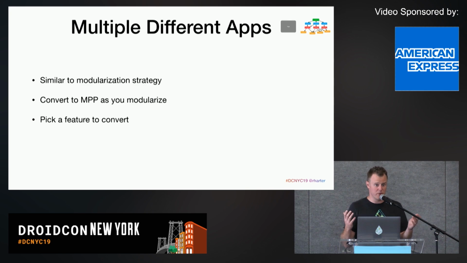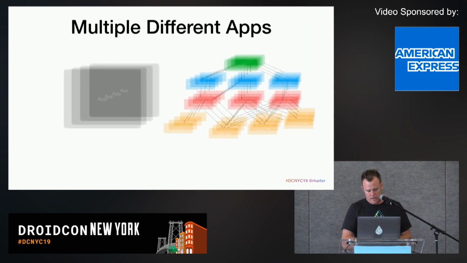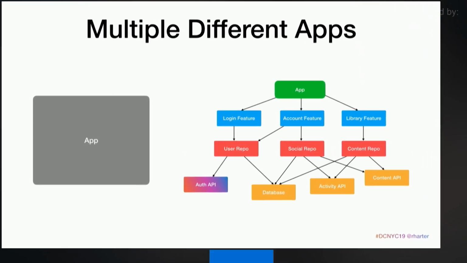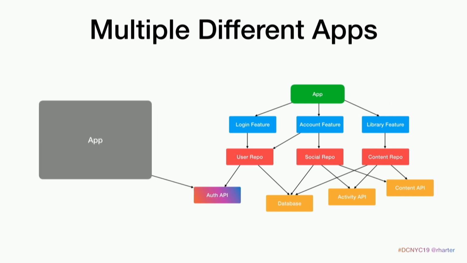Again, pick a feature you want to convert, and then just start at the bottom. Work your way up. So in this case, just like modularization, we'll convert the auth API to multi-platform, test it, make sure everything's working on the original app, and then just make the other app depend on that. Use that instead of whatever it had. So it gets to shrink a little bit.